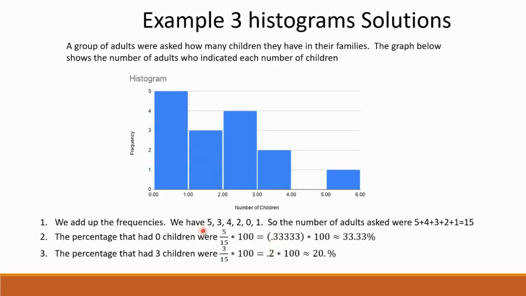So again, we can just simply add up the frequencies, right? We have 5, 3, 4, 2. There's none here, right? No one said they had exactly 4 kids. But here we have 1. If you add up those numbers, you get 15. So they asked 15 adults. Again, it's just adding up the frequencies. That's all we're doing.